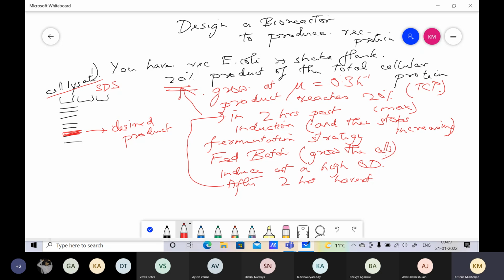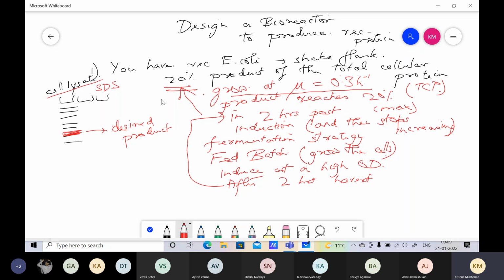Got it? So this is what you have designed, this is your biological statement. You have recombinant E. coli in shake flask, 20% product gets produced within 2 hours, which doesn't increase further. Preferably you need to grow it in log phase, which means you have to grow it at mu equal to 0.3. Now, what is the engineering problem?